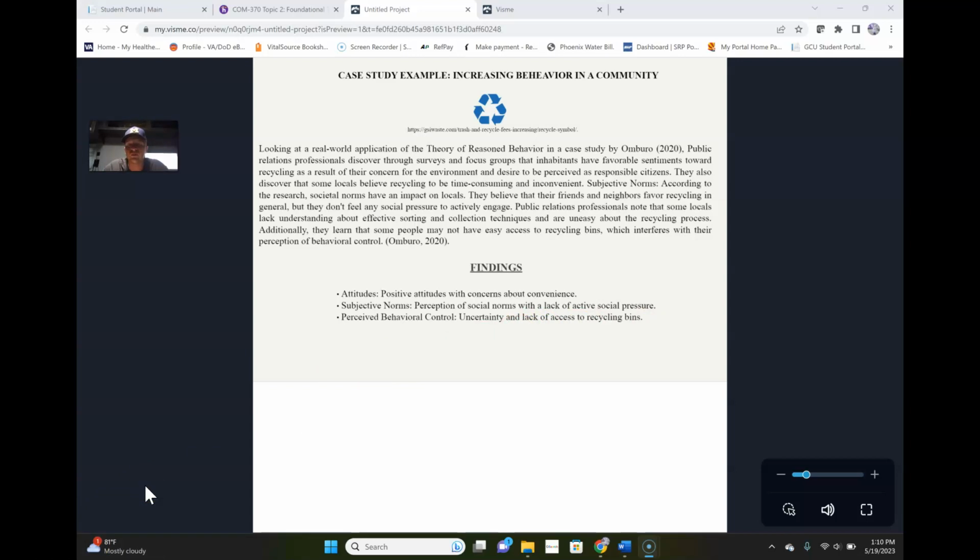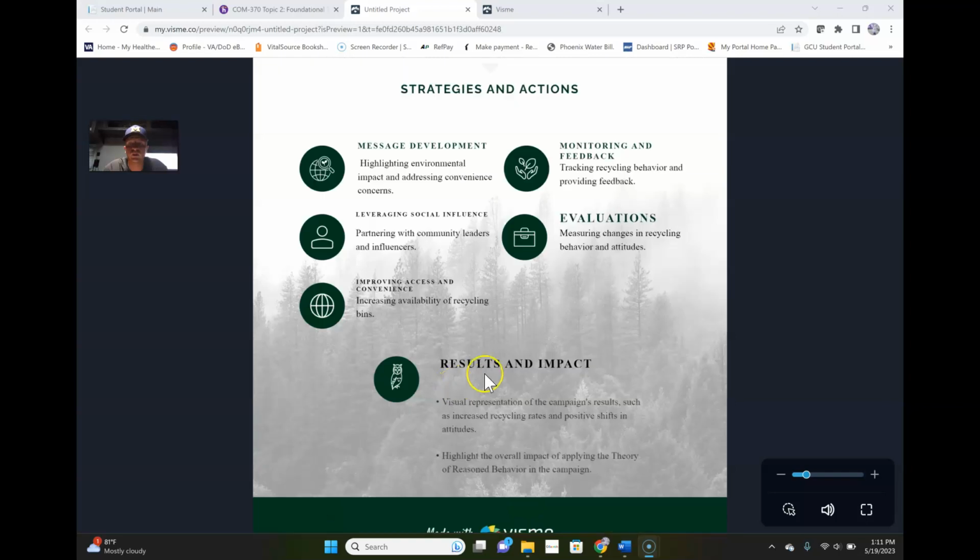Findings. Attitudes: positive attitudes with concerns about convenience. Subjective norms: perception of social norms with lack of active social pressure. Perceived behavioral control: uncertainty and lack of access to recycling bins.